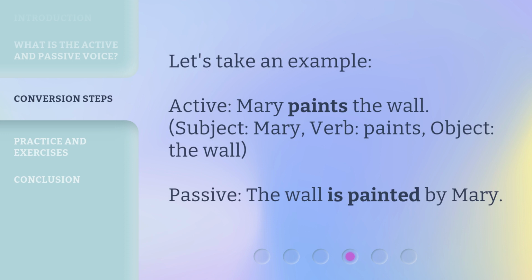Let's take an example. Active: Mary paints the wall. Subject: Mary. Verb: paints. Object: the wall. Passive: the wall is painted by Mary.